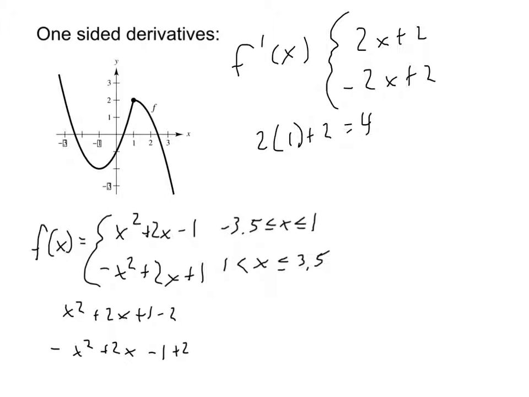So if I look at that, the tangent line's slope is 4. That looks like it would be pretty close to 4. And then if I went from the other side, this looks like it's going to be pretty flat there, so it should be close to 0. Negative 2 times 1 plus 2 is equal to 0.